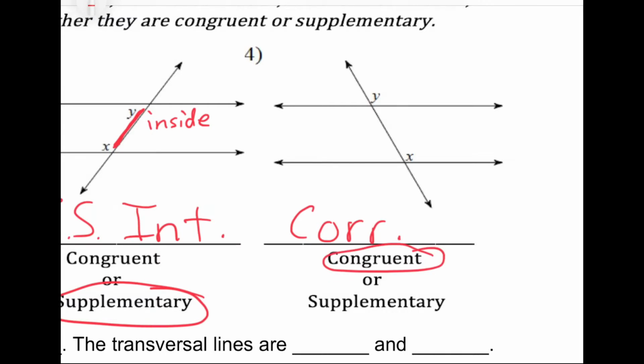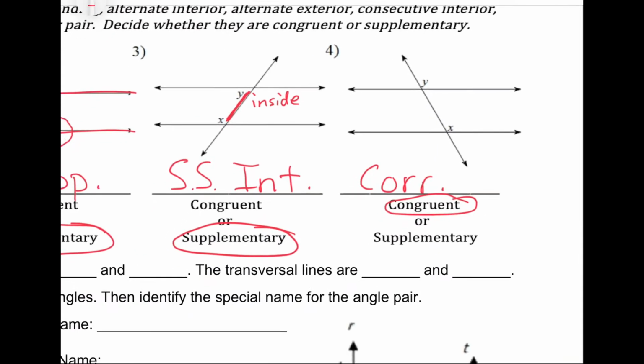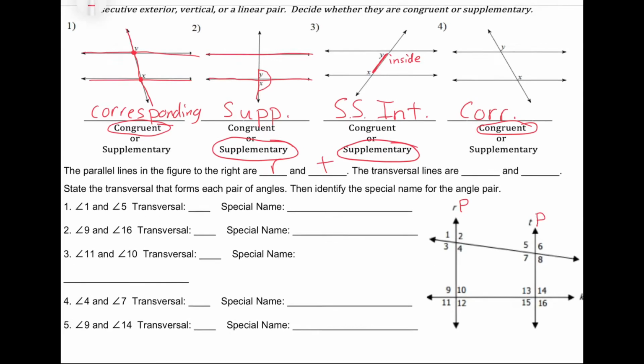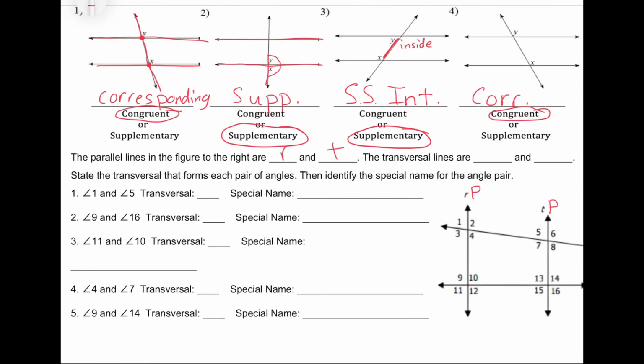So then we get into a little bit more complicated figures. So we are told that the parallel lines in this figure in the bottom right corner are going to be R and T. And I gave you a little hint, it may help to put P and P near those 2 lines to remind yourself that they are parallel. Then our transversal lines are M and K.